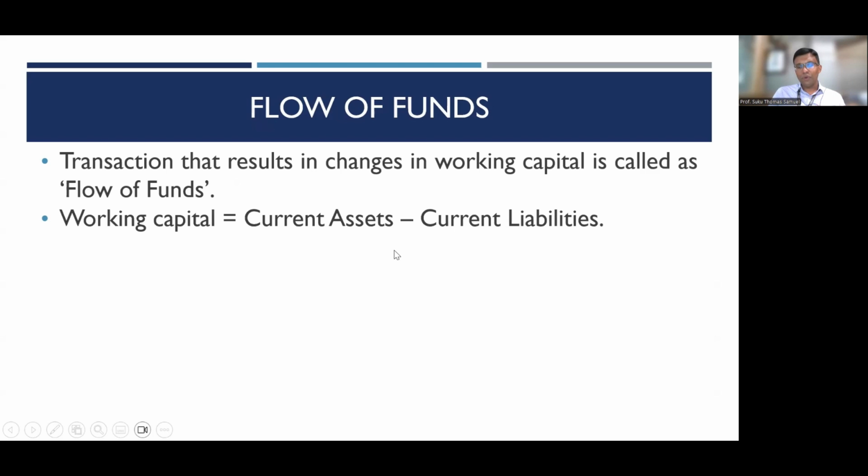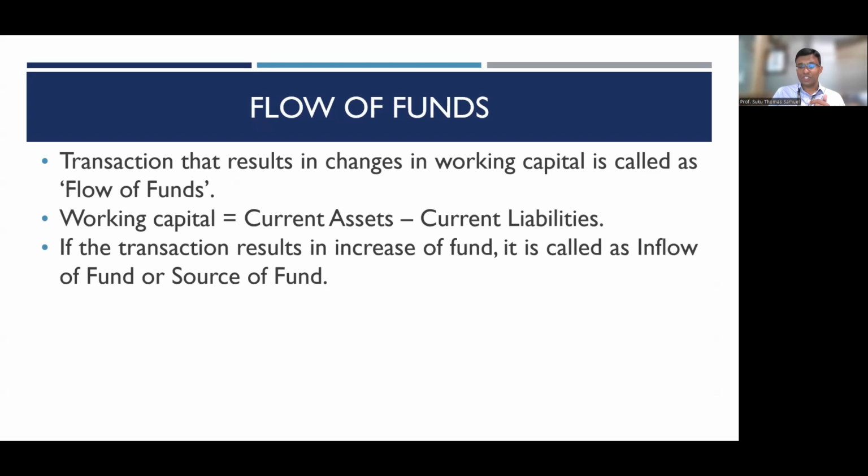Either way, if there is a change as a result of a transaction, those kinds of transactions are referred to as flow of fund. Now, we know that working capital is the difference between current assets and current liabilities of a firm. Current assets are the assets that can be converted into cash readily. Current liability is the measure of short term liabilities of an organization.